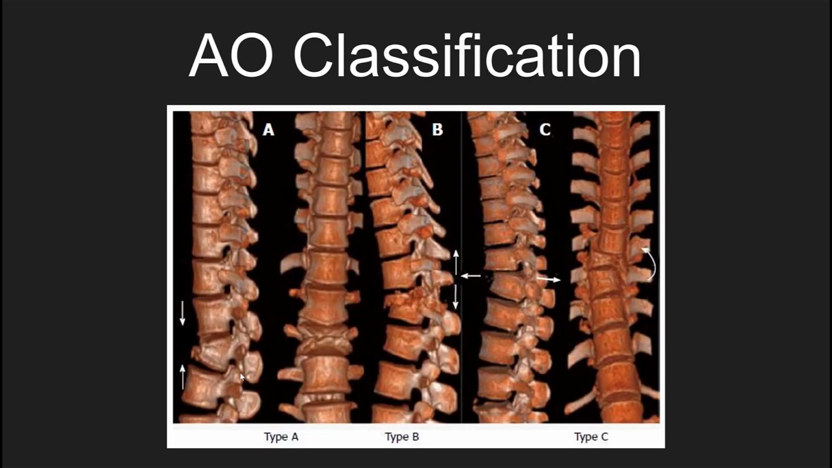So AO did their classification, looking at CT scans and 3D reconstructions. Type A is usually a compression type. Type B is a distraction type, and then type C is more of a rotational type of injury.